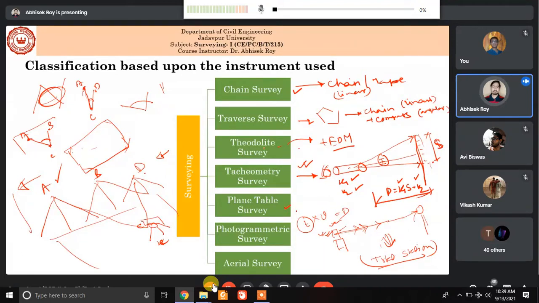But the basis of the total station is basically the theodolite. So whatever you are learning or not learning from surveying 1, you have to learn the theodolite at least. Okay.